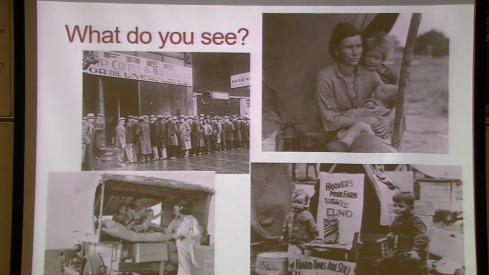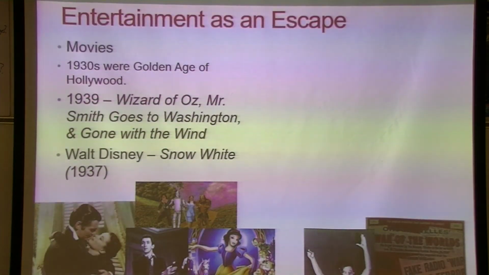Here we see a group that is living basically out of an old Model T Ford. We have 2 children that are selling some tobacco, and they're Hoover's Poor Farm, and their hard times are still hoovering over us. Again, the blame-it-on-Hoover idea that you have.